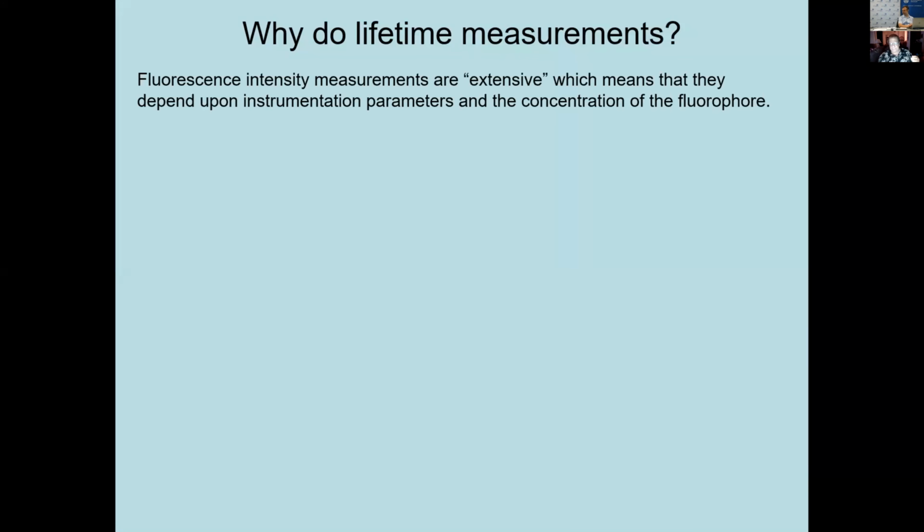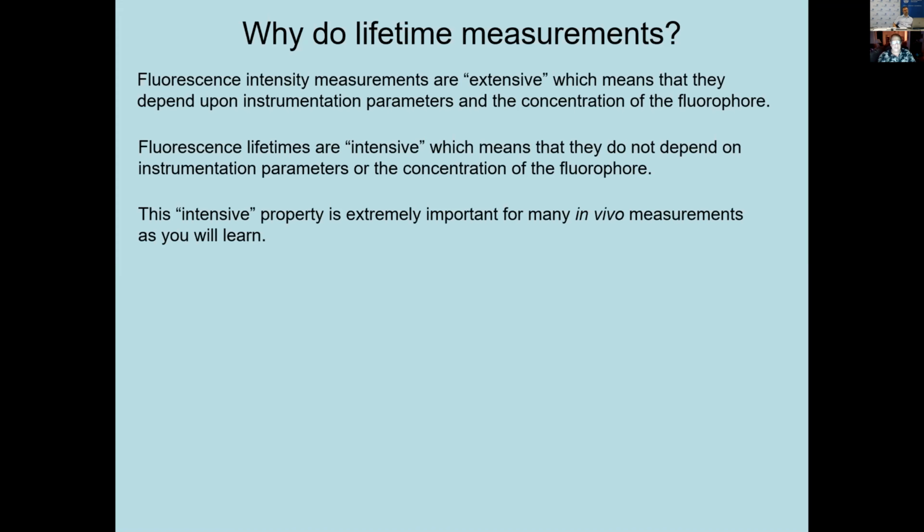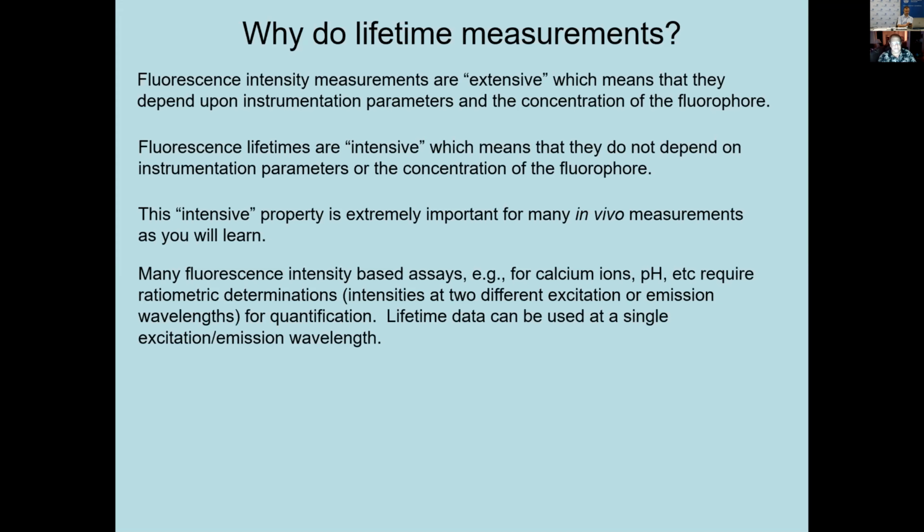And one of the big reasons is that fluorescence intensity measurements are what we call extensive properties. This means they depend on instrumentation parameters, how much light, how good the detector is, etc., and the concentration of the fluorophore. But lifetime measurements are intensive, which means they do not depend on instrument parameters or the concentration of the fluorophore. The lifetime is characteristic of the probe itself. This intensive property is extremely important for many in vivo measurements, as you're going to learn during this course.